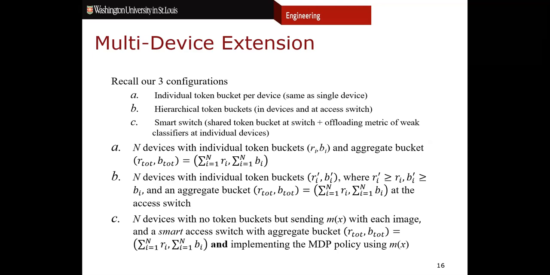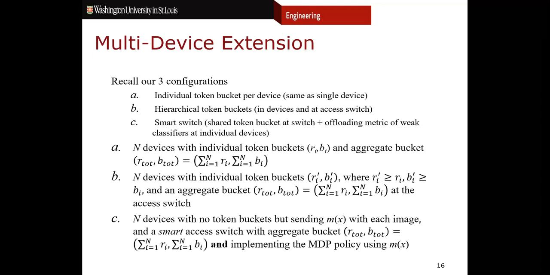And the third one is what I think I described a little bit earlier. There are no token buckets in the devices. They all do their classification, and they all send their image plus the result of their own local classification. And then the switch, the access point, does implement an aggregate token bucket, namely aggregate on all the devices, and uses the results of the local classification of the individual devices to actually run our policy.